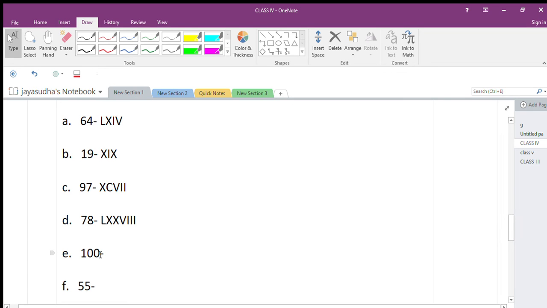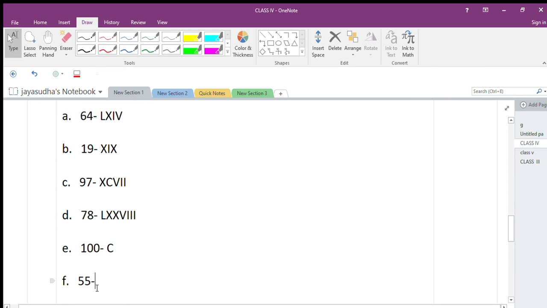Then move on. How do you write 100? Very easy. You have to write capital letter C only. Then 55. How do you write 50? Capital letter L is 50. Then V symbol is 5. So this is 55. Are you okay?